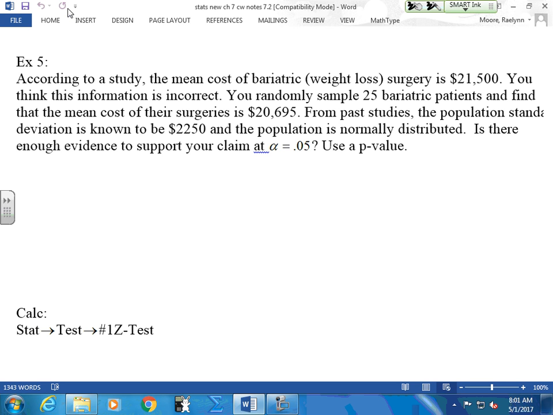They told us this because our N is only 25. So they had to tell us that this was normally distributed. Now, keep reading with me. Is there enough evidence to support your claim?